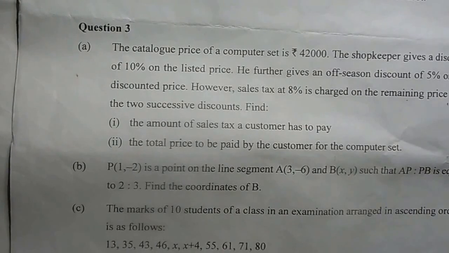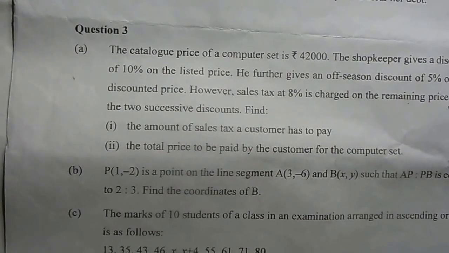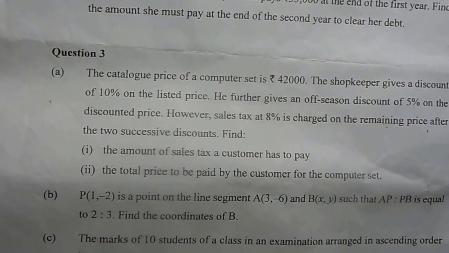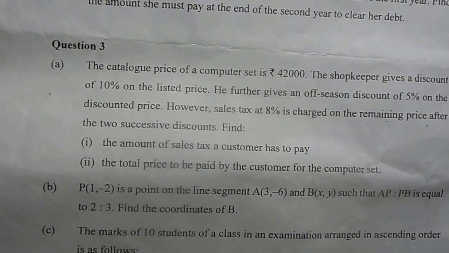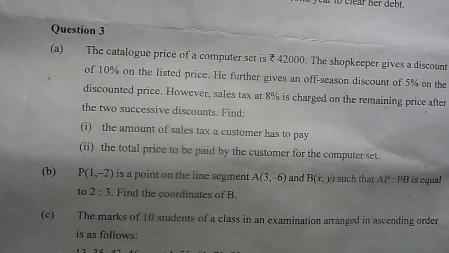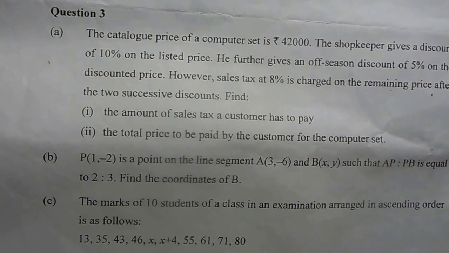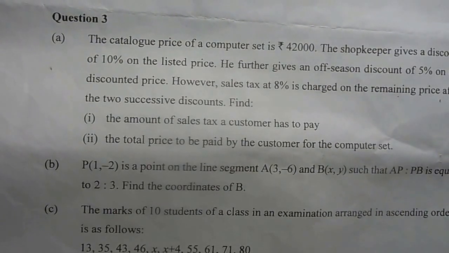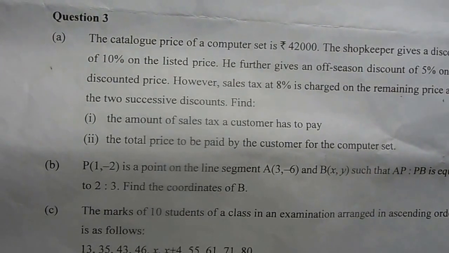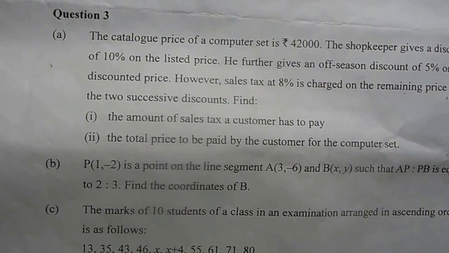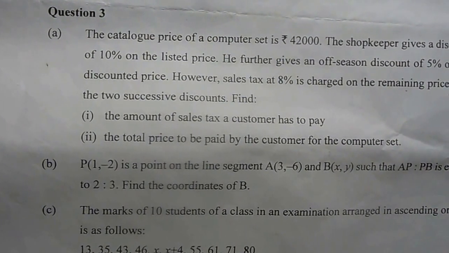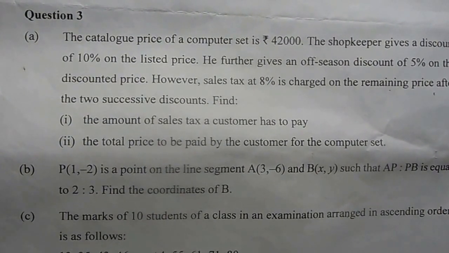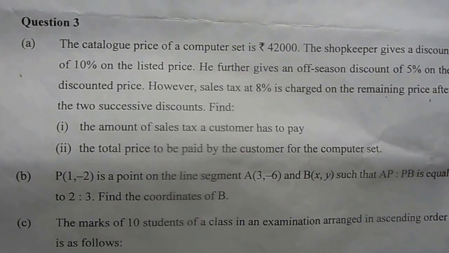Okay. Question number 3A. It is a very big question. So the catalog price of a computer set is given. The shopkeeper gives a discount of 10% on the listed price. He further gives an off-season discount of 5% on the discounted price. However, sales tax at 8% is charged on the remaining price after the two successive discounts. Find number 1, the amount of the sales tax the customer has to pay. Number 2, the total price to be paid by the customer for the computer set. Now, ICSE is giving around 3 marks for free.